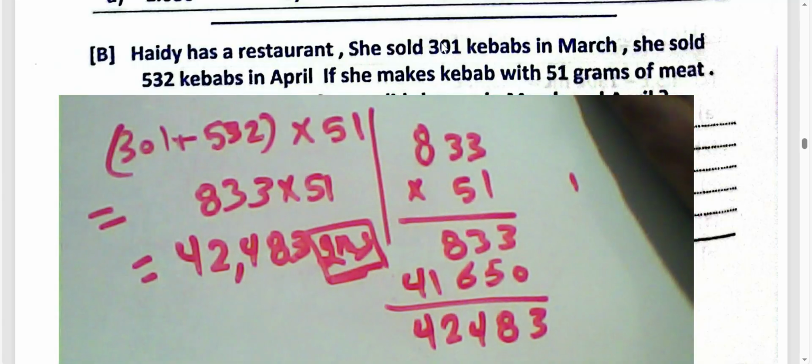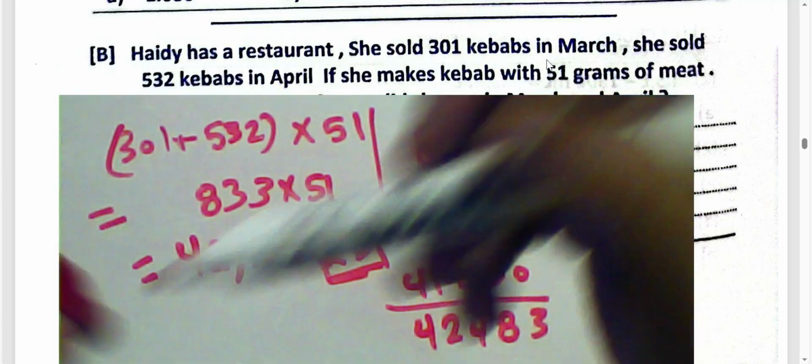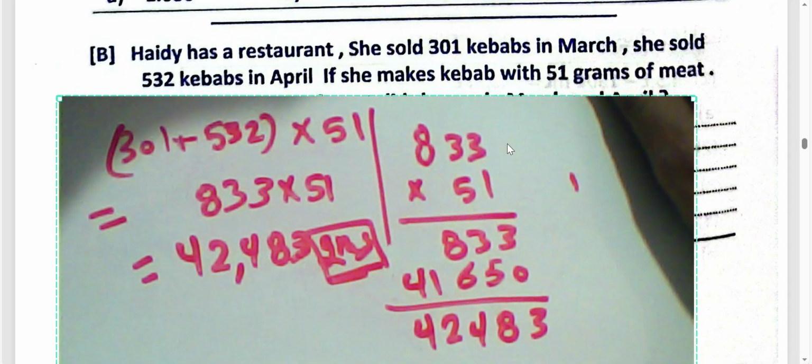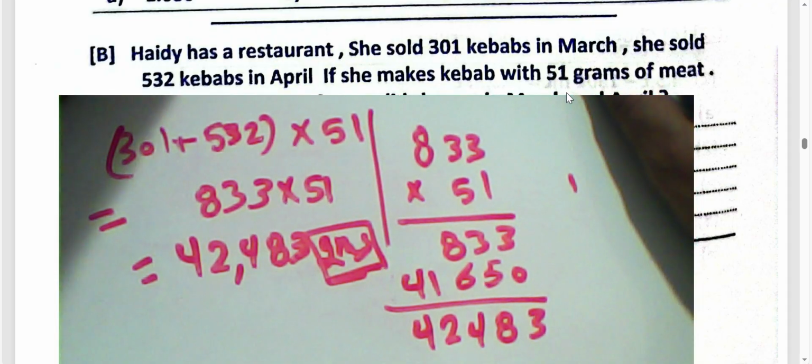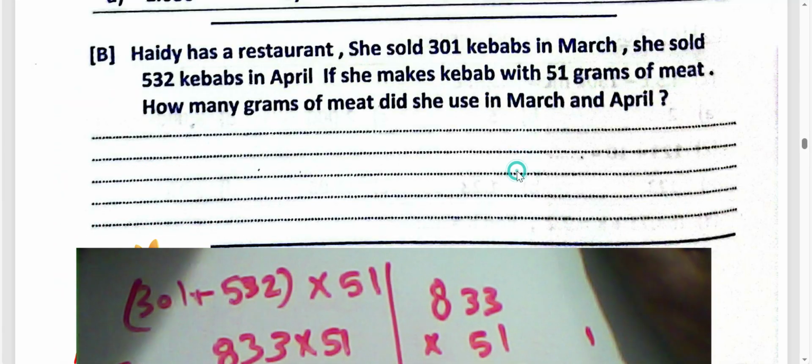Understood? 301 means the number of kebabs. The weight of each one is 51. 301 times 51, and also 532 times 51, is equal together. You can use this method also to find the result.